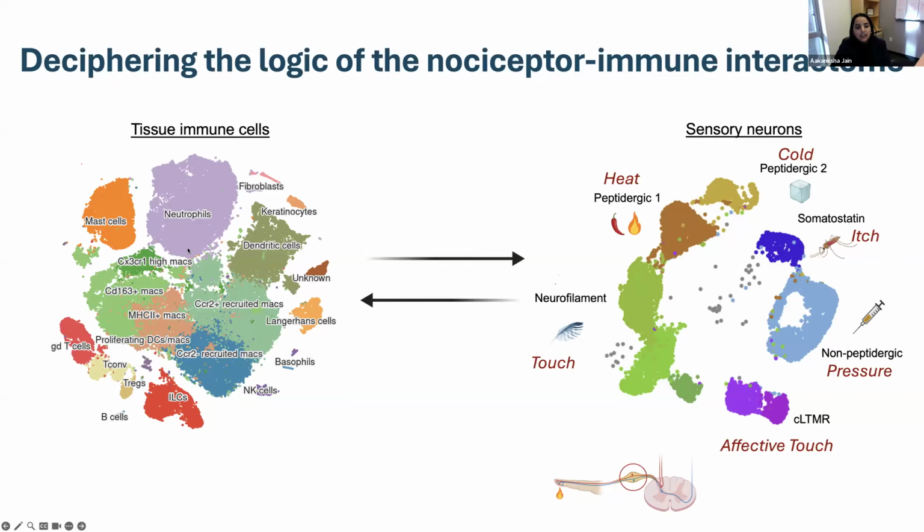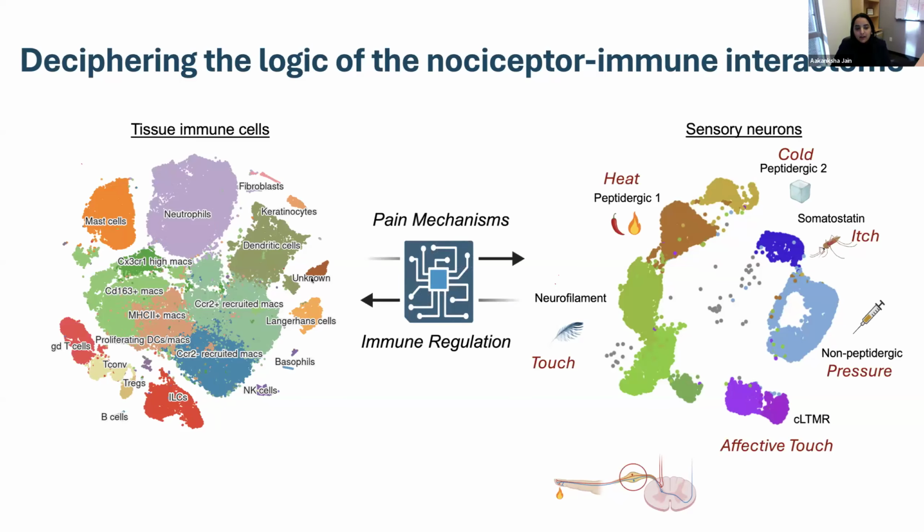On top of all of that, when there is injury, the immune cell compartment undergoes a complete landscape shift. There are new cells that come in, like neutrophils and macrophages, and the existing cell types undergo dynamic transcriptional changes. So our idea was to find some sort of logic of interaction between these two compartments, to maybe be able to understand underlying principles of pain mechanisms that are mediated by immune cells.